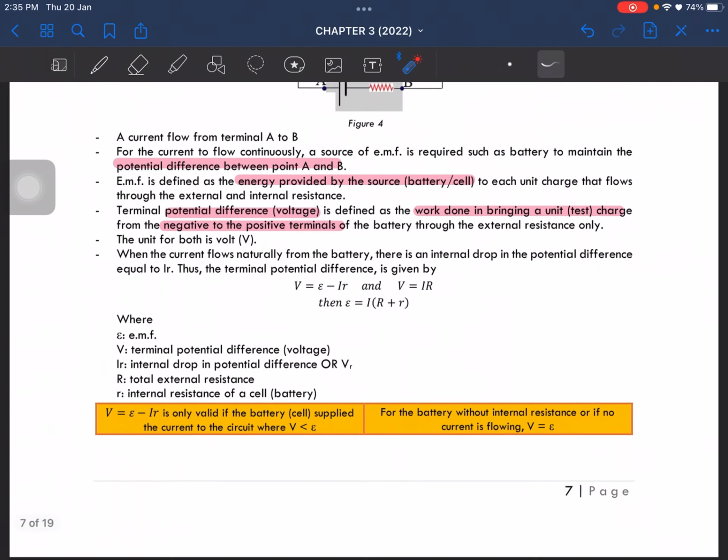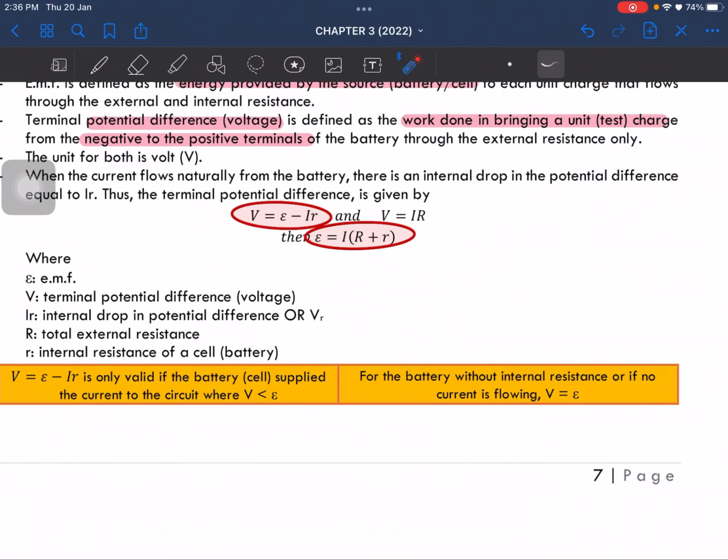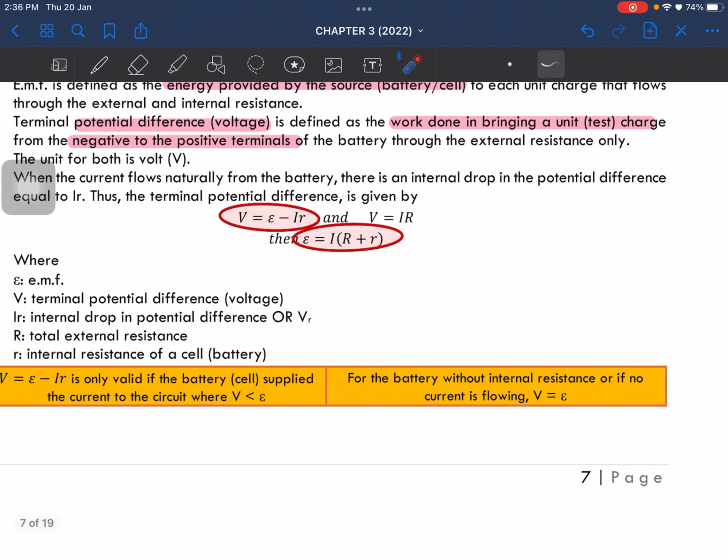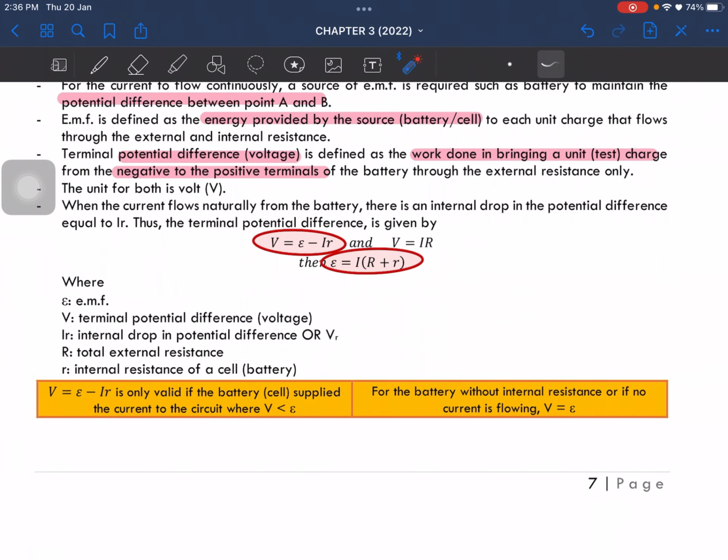Okay, right. So this equation here is only valid if the battery is supplying current, where the potential difference is less than the EMF. Okay, it's only valid that way. Okay, so for the battery without internal resistance, obviously the voltage will be equal to the EMF of the battery. Okay, this is for the case when in the cell there is an internal resistance.